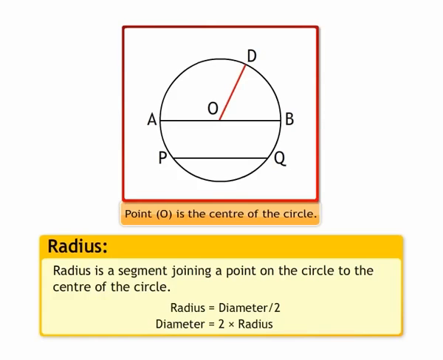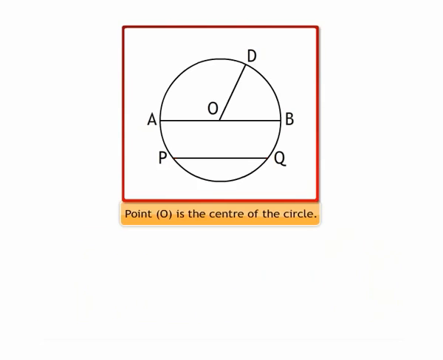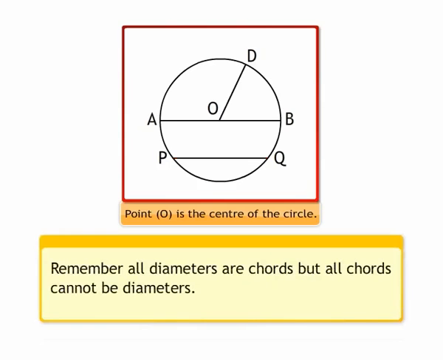A circle has infinite radii and diameters. Chord is a segment joining any two points on the circumference of a circle. Segment PQ is the chord. A diameter is the longest chord in a circle. Remember, all diameters are chords, but all chords cannot be diameters.